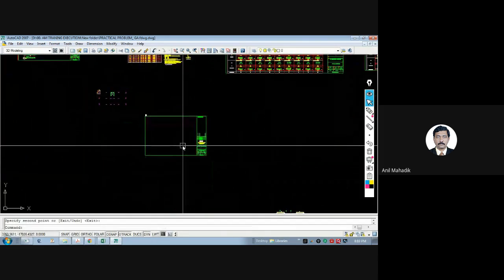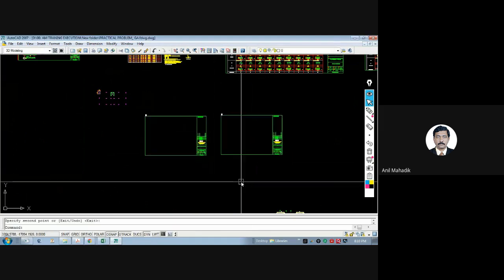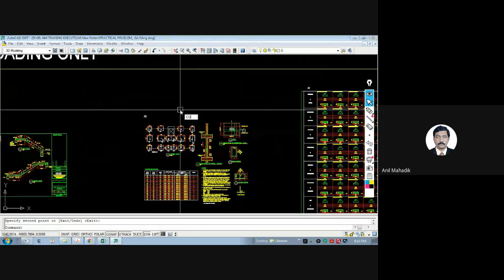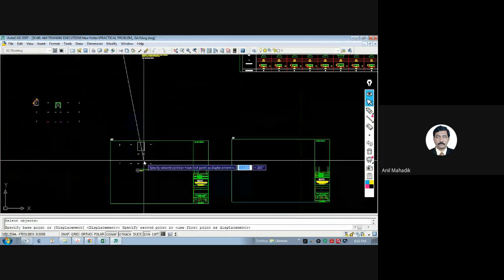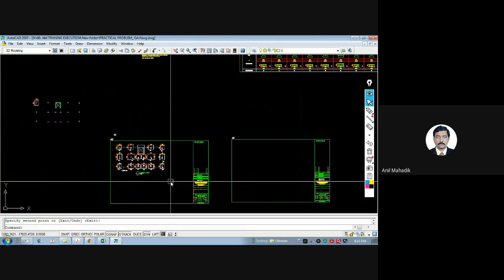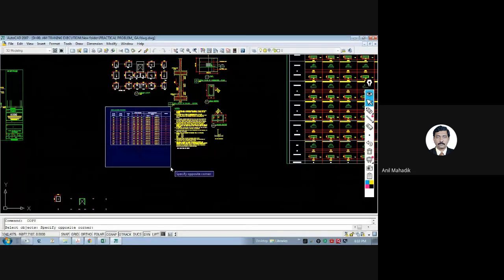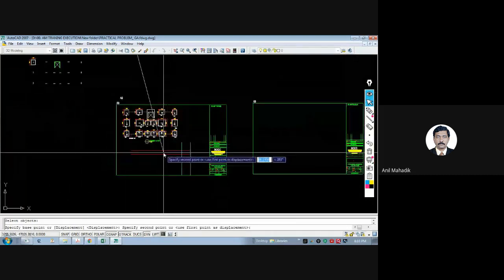Let's say this is your A3. So what I will do, I will split the foundation drawing in two parts, in which the layout I will put in one drawing. Let's say I will put this layout in this drawing. Okay. Then let's say can I fit the schedule in this one? Let me check it out.